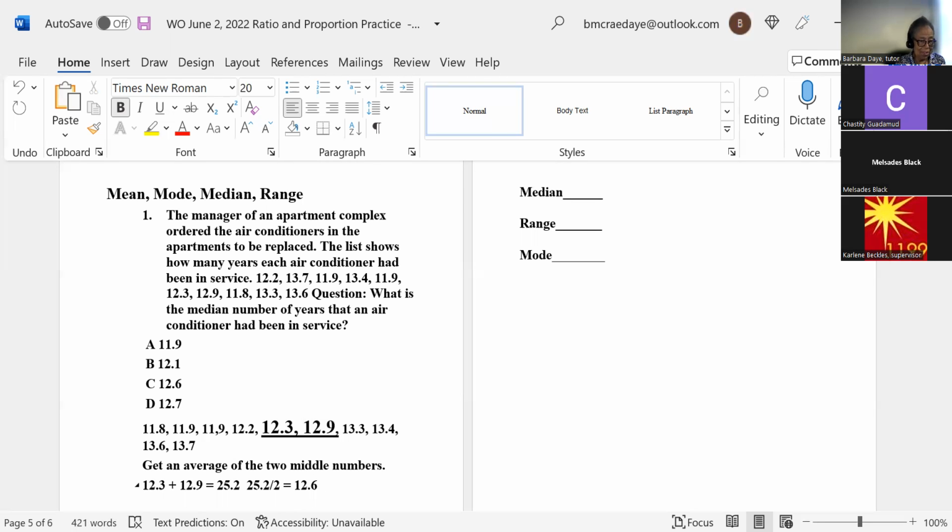That's how you got answer C, right? Yes. Answer C. Very good, Mercedes. I'm glad to see you get that one correct because it had the decimal numbers, and they said, well, see if you follow just like you do if they were whole numbers, put them in order. And then since it's an even set of numbers, two numbers in the middle, get the average of those two middle numbers. That's your median, 12.6.